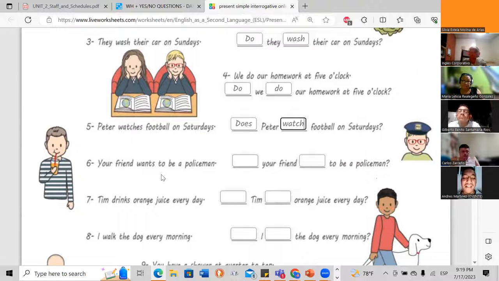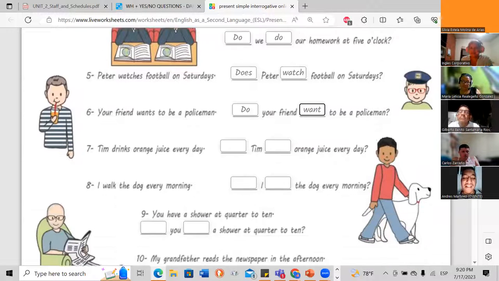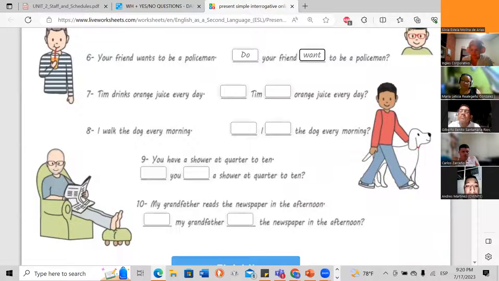Okay, good. Number six. Do your friend want to be a policeman? Quiere ser policía. Do your friend want to be a policeman? Yes, I do. Okay, very good. Number seven, volunteers for number seven, the ones that haven't participated, los que no han participado, por favor.